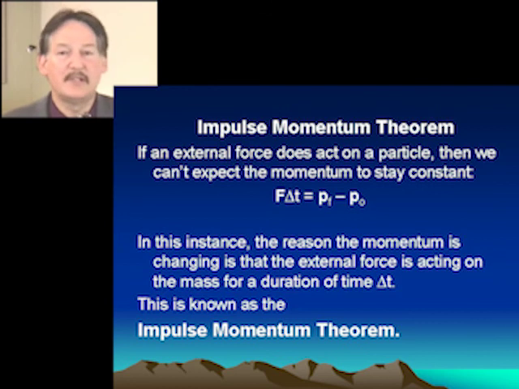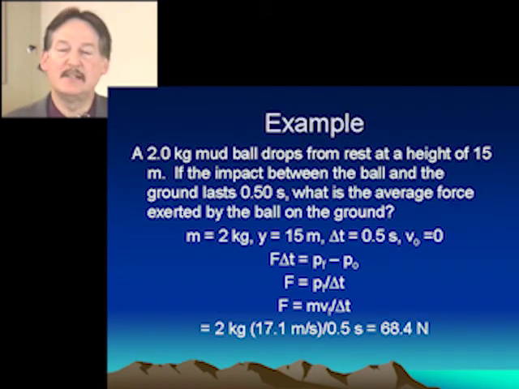For example, here's a problem in which we have an object being dropped from a certain height, 15 meters, and as it falls, it gains velocity until just prior to impact it has its maximum velocity, and then the impact with the ground lasts for half a second, and we'd like to know what is the average force exerted on this object as a result of this collision.